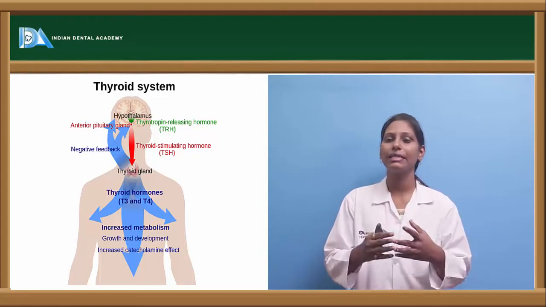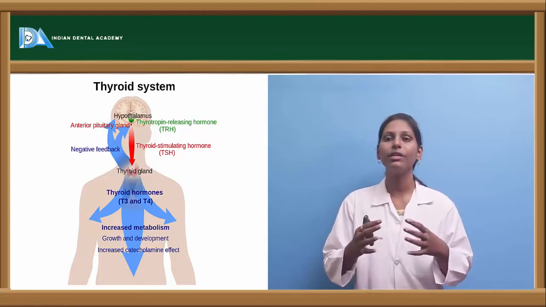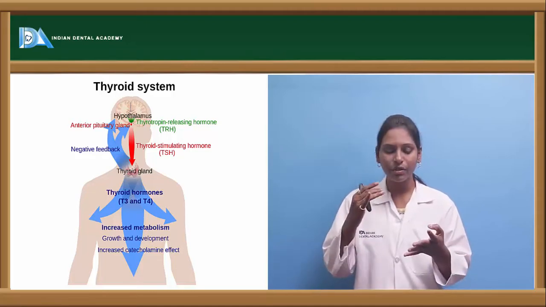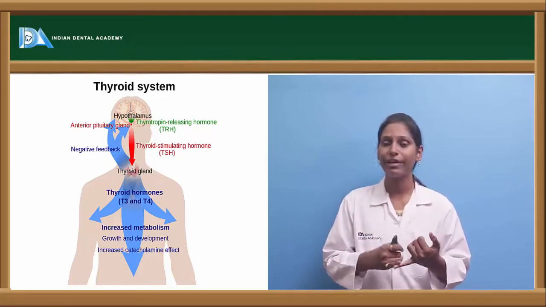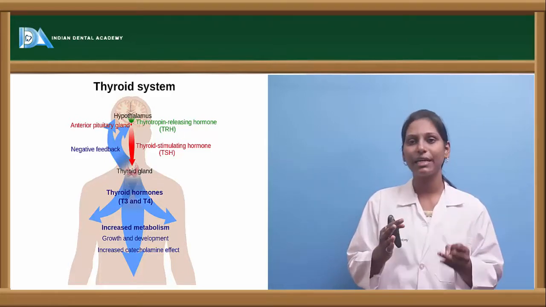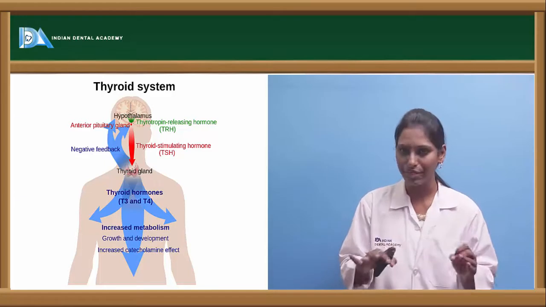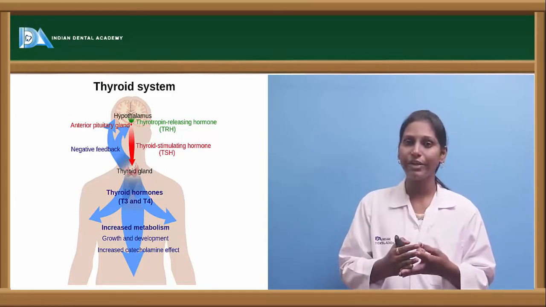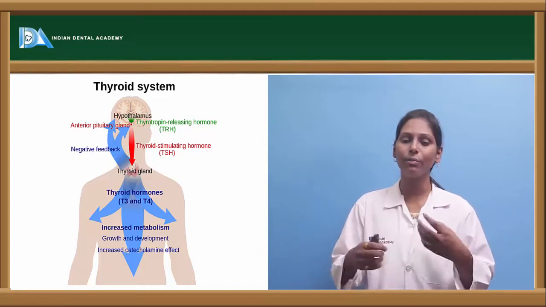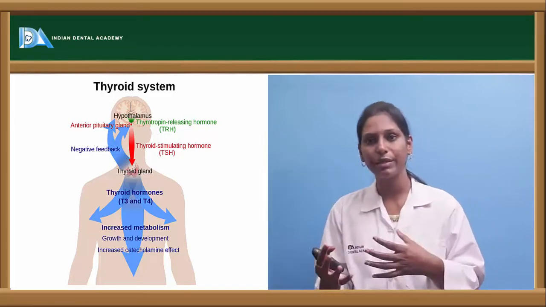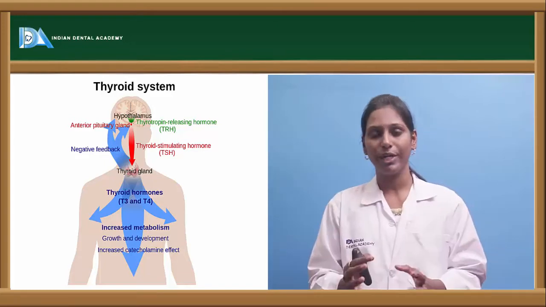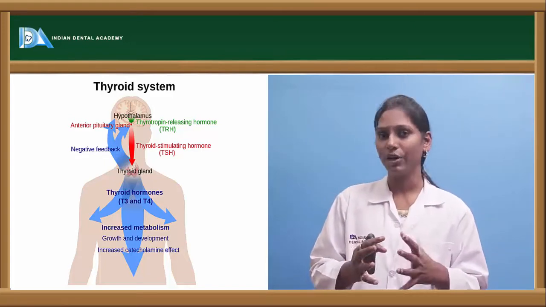These T3 and T4 are responsible for maintaining various bodily functions. These thyroid hormones have an effect on the nervous system. They have an effect on maintaining the calorigenic effect of the body, that is maintaining the temperature. They also have an effect on the basic metabolic rate, on carbohydrate metabolism, on cholesterol metabolism, on catecholamine metabolism, and also on the growth and development of the body. So important is our thyroid hormone.